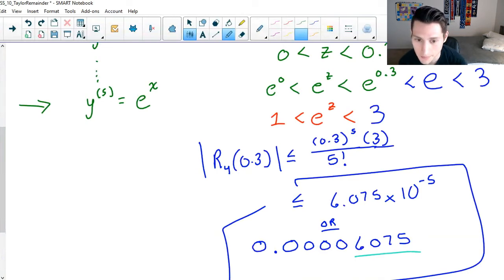All right, so that's why it doesn't take much. Only a fourth degree Taylor polynomial gets us there. It doesn't take a whole lot to get some really good approximations. This is super close.